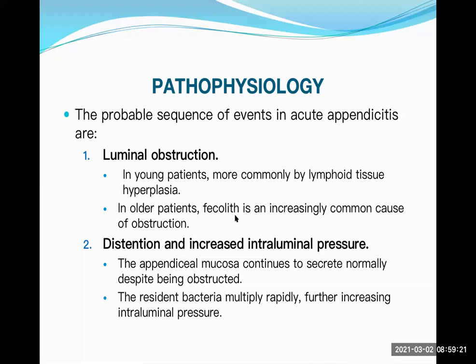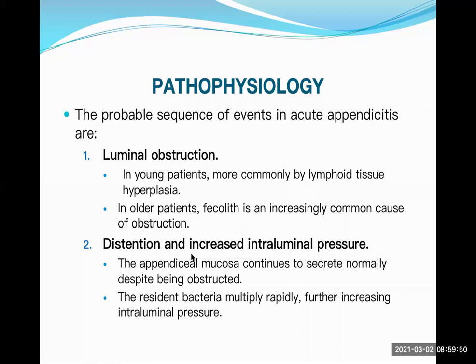Now, this fecalith, let's analyze this term. Lith is a stone. Feco is fecal matter or stool. So this is some type of very hard stool, which almost presents like a stone. You understand? Whenever that hard constipated stool is present in the lumen of the appendix, definitely it is going to produce the obstruction.